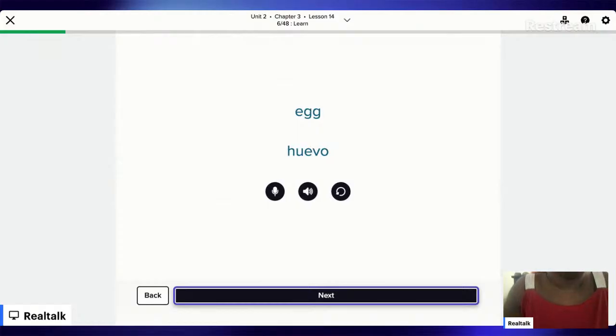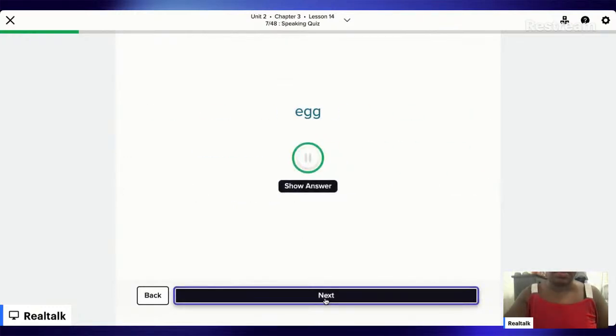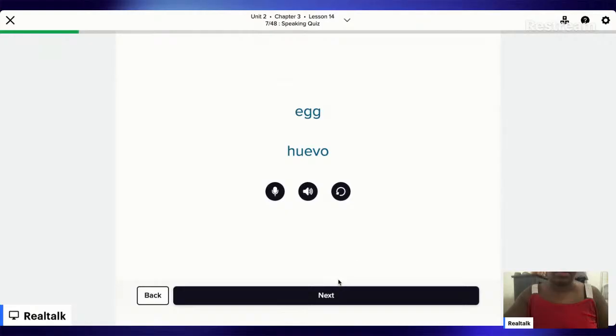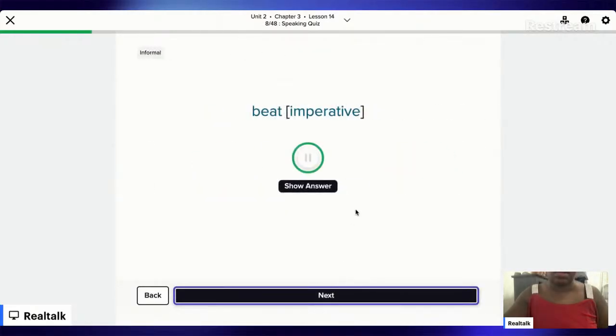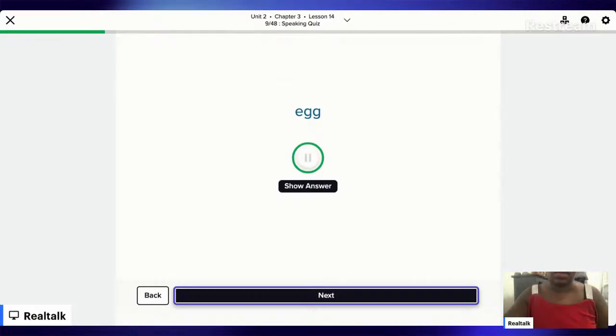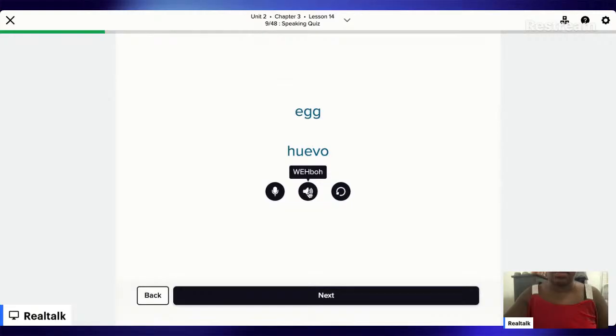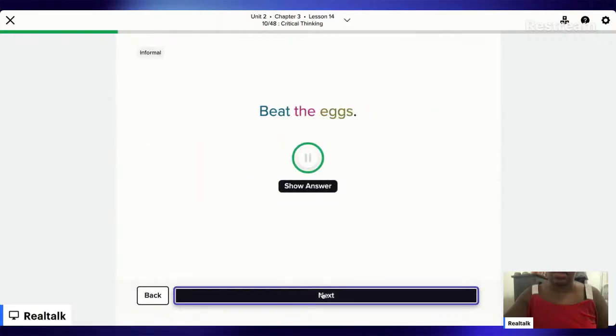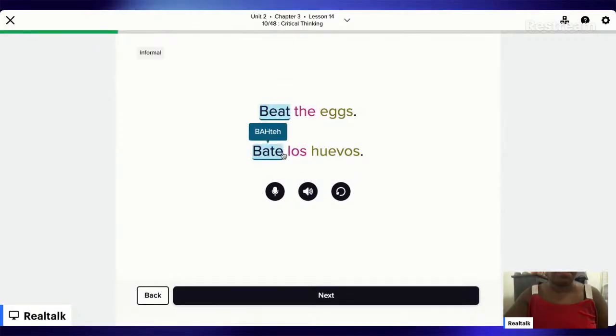Here is how you would say egg. Huevo. Sorry, I'm yawning so much. Huevo. Nice. Now practice saying egg. Huevo. What's the casual way to say beat, imperative? Bate. Nice. Now practice saying egg. Huevo. Speaking informally, do you know how to say beat the eggs? Bate los huevos.